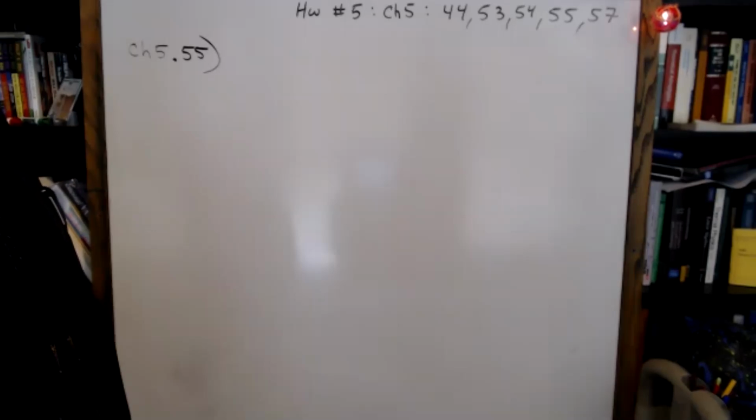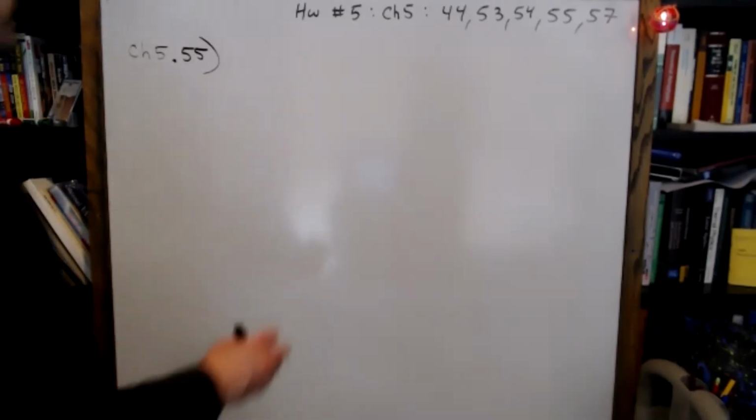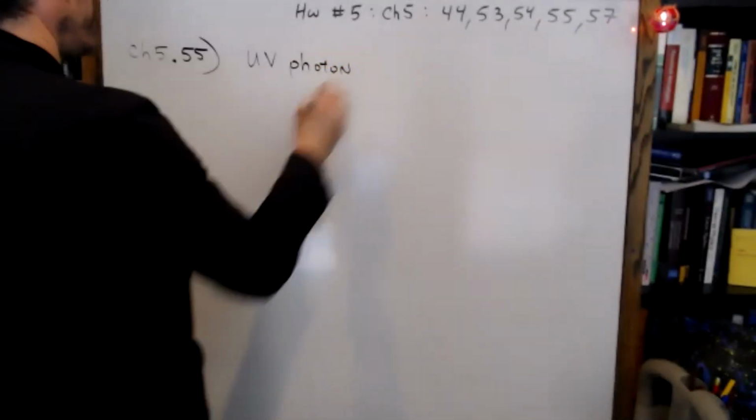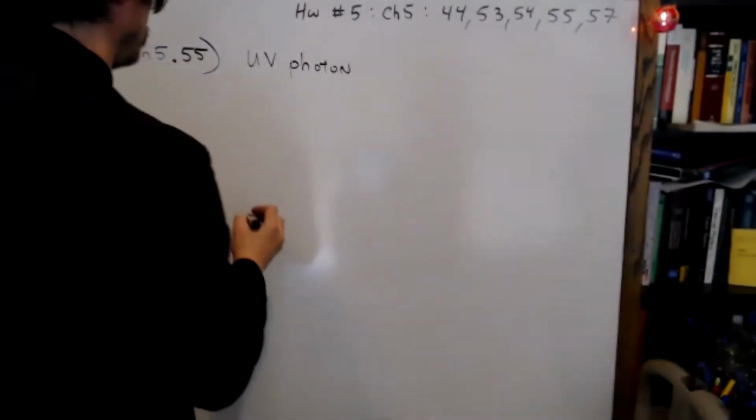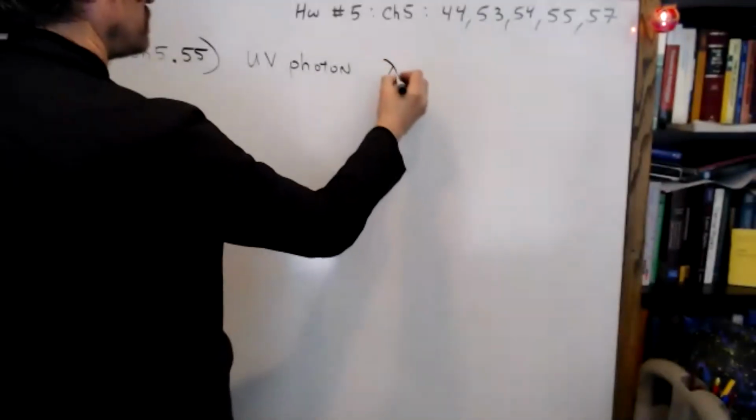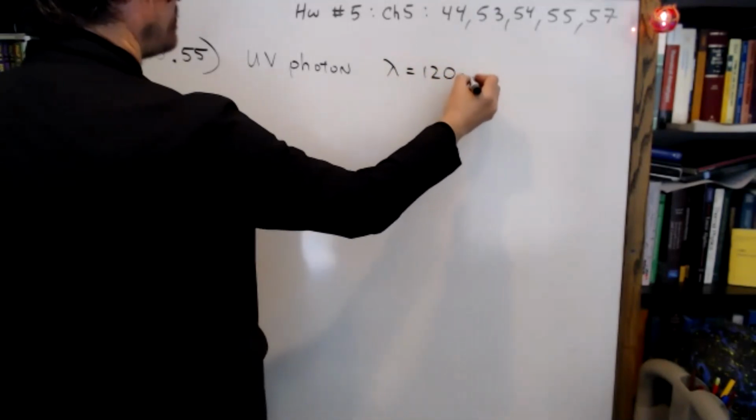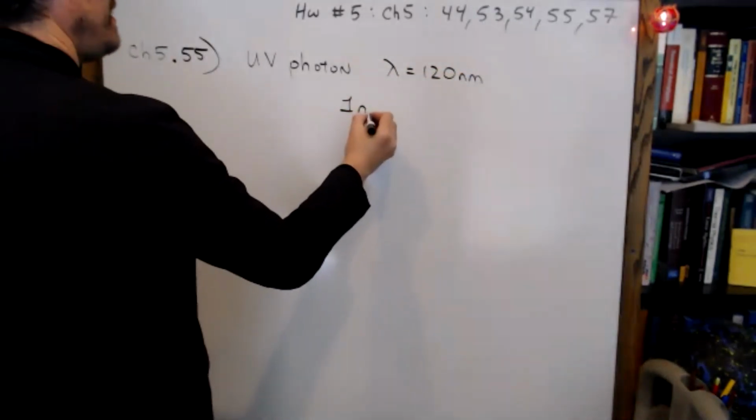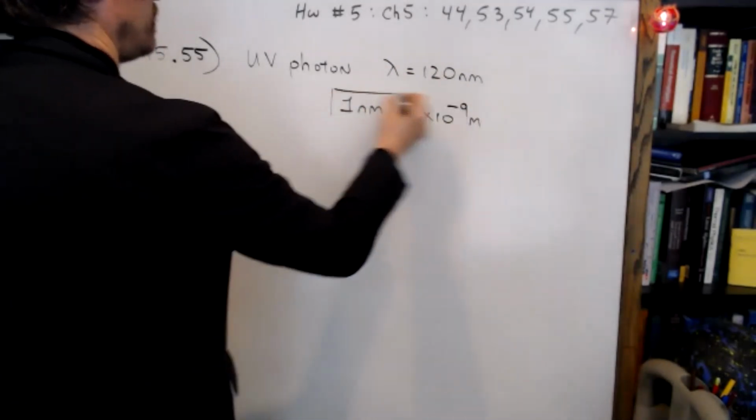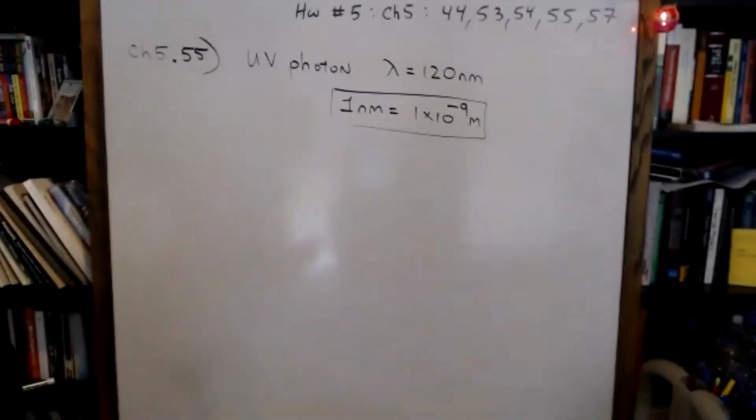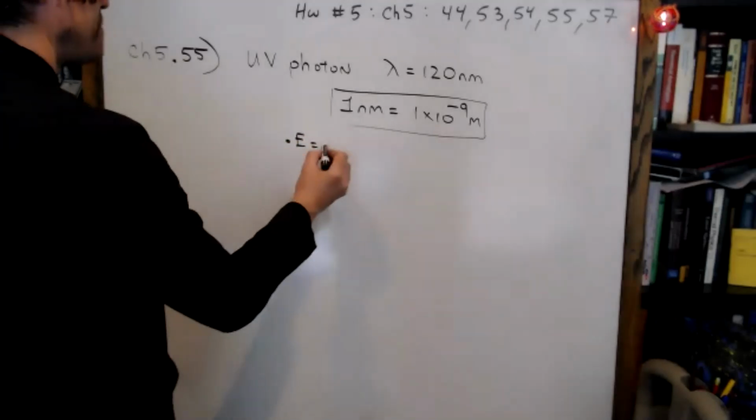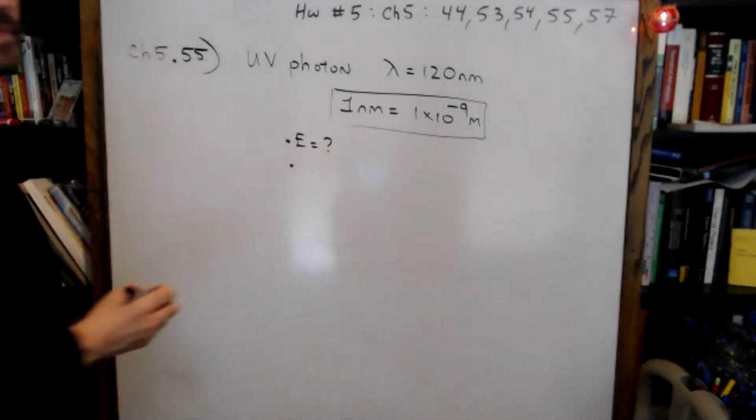So want me to read it? Yeah, sure. What's the title? UV photon. What is the energy in joules of an ultraviolet photon with a wavelength of 120 nm? That's nanometers. 1 nanometer is a billionth of a meter. Nano is the prefix. They want to know the energy. What else? What is the frequency?